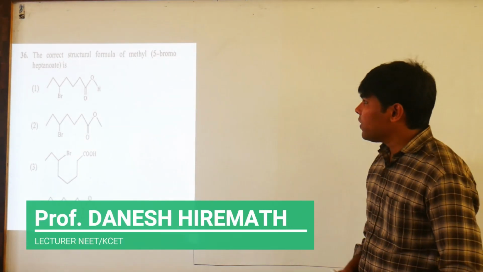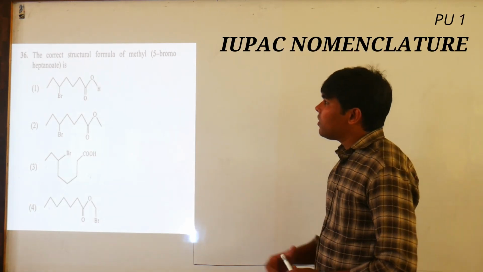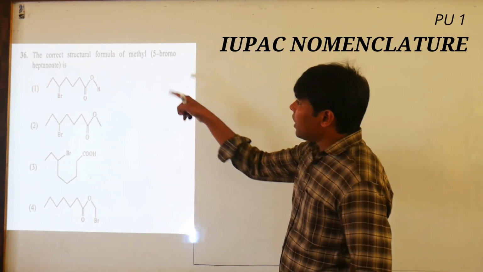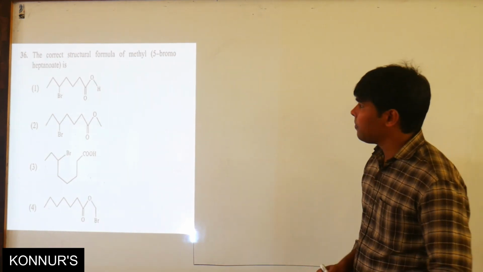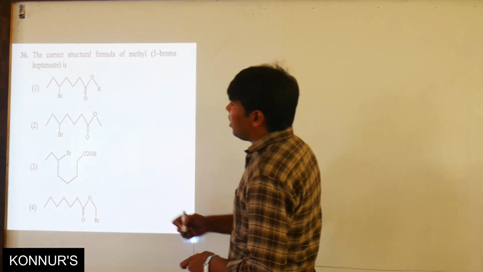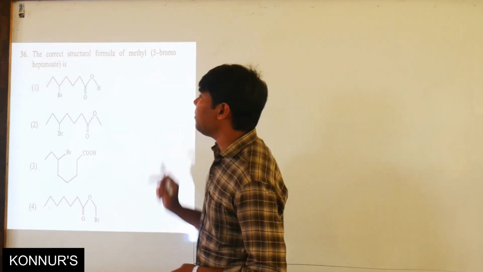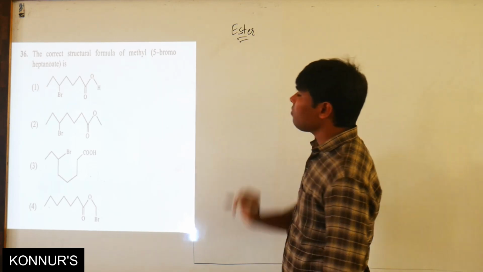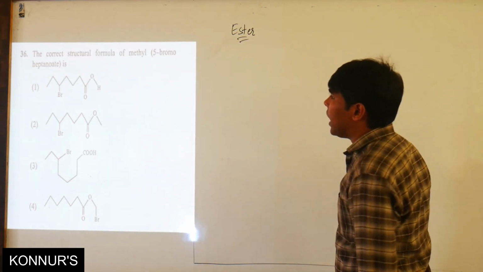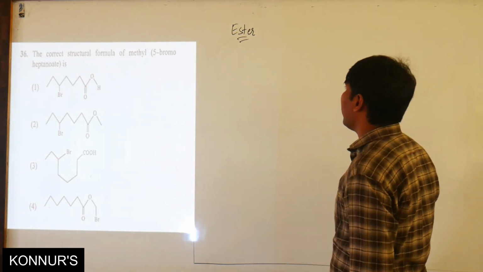Today I am moving on to the next example, that is the 36th example. The correct structural formula of methyl 5-bromoheptanoate. Here comes the heptanoate, which means this is the class of compound ester. Correct structural formula of methyl 5-bromoheptanoate.